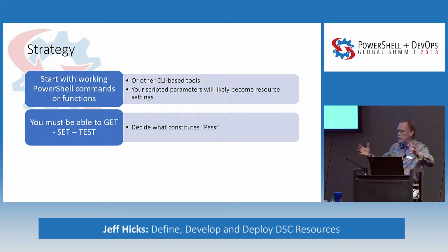So you've got something to configure. You have a set of tools, command line tools, that you can wrap in PowerShell code. And you have to be able to do three things: get, set, and test. If you can do those things, now you're like 85 to 90% done in building a resource.